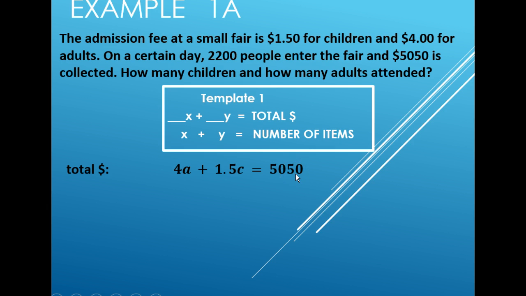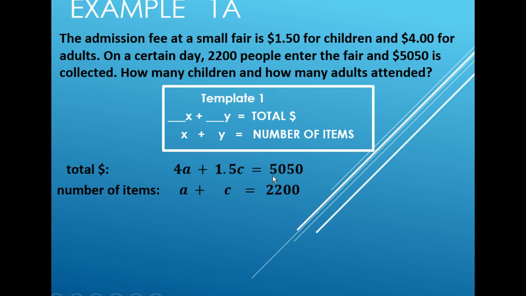The next equation that we're going to come up with, remember a system of equations is two equations. So all of these word problems are going to have two equations. The second one is just the number of items. So for however many adult tickets we sell, A, plus however many children tickets we sell, C, we should have sold 2,200 tickets based off the fact that 2,200 people entered the fair. Okay, this should look familiar to you as something we've been doing the last couple of days.